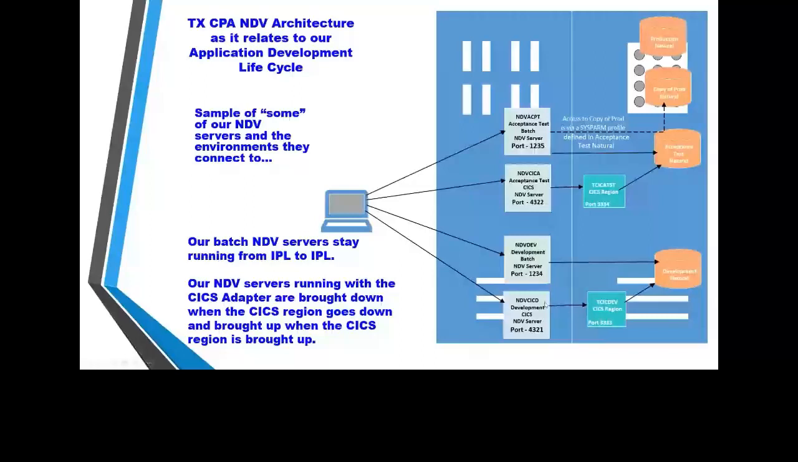For the CICS configuration, NaturalONE will pass the command to your Ndv server, and that will pass it on to your natural CICS environment that will perform the functions check and save and stow and edit and list and all of the functions that you're doing from your NaturalONE client. Our batch Ndv servers, we have staying up from IPL to IPL. Our Ndv servers that are running with the CICS adapter are brought down when each CICS region goes down and is brought up.